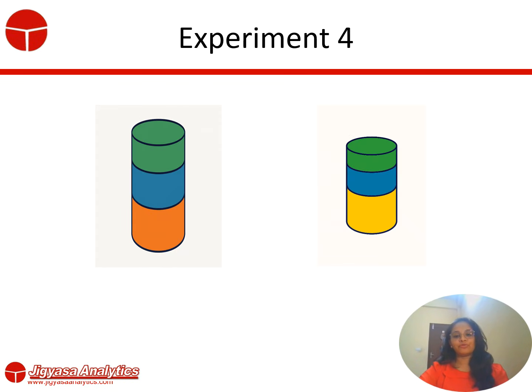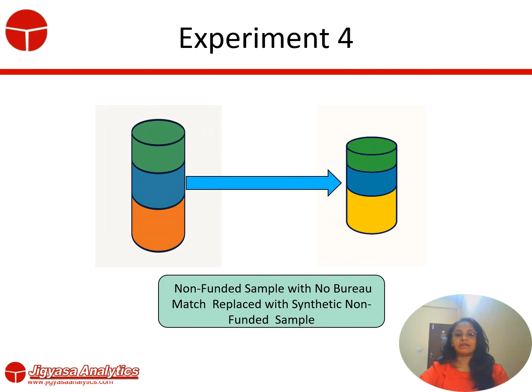In experiment 4, the synthetic non-funded bureau data was added to the sample after removing the non-funded non-bureau data. Here, the model sample contained the actual funded population, actual non-funded bureau population, and the synthetically generated non-funded bureau data.